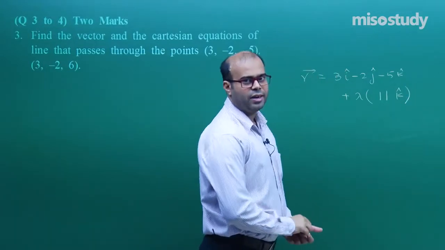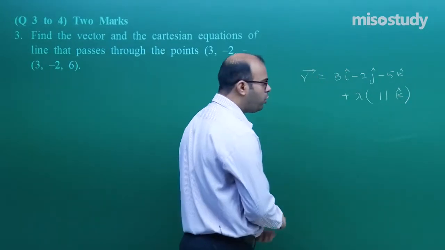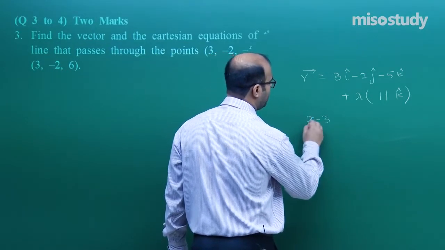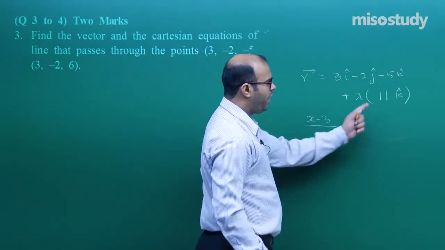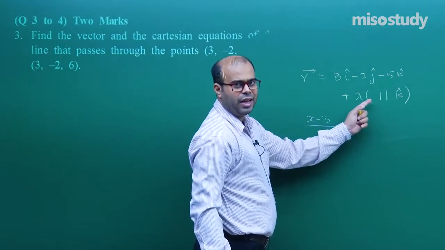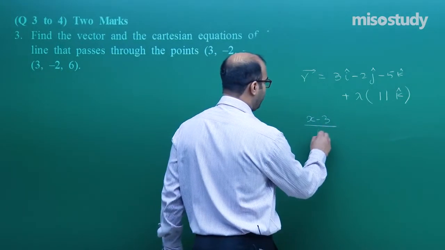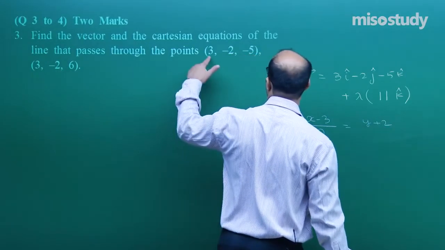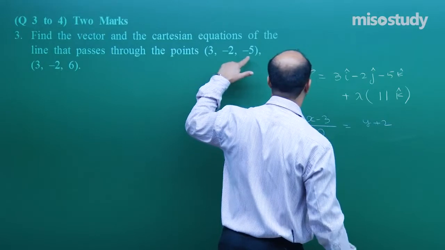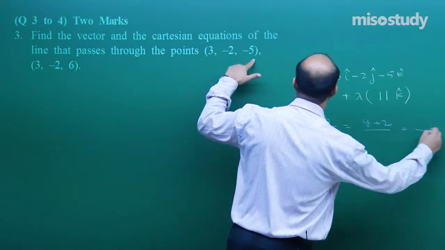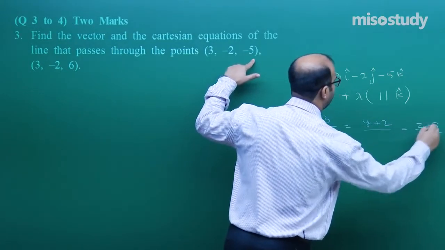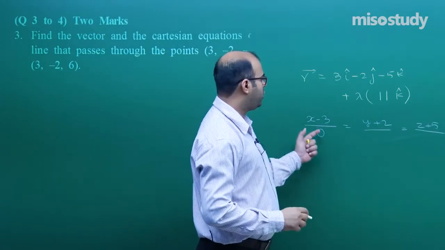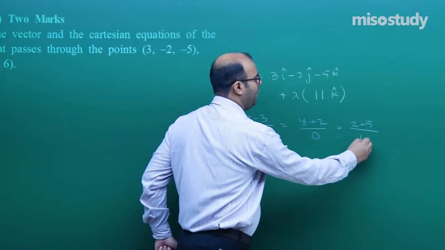So this is the vector equation of the line. If we want to write the Cartesian formula, what we will say is x minus 3, and can you see the vector along the x component is actually 0. So we say 0, y plus 2. We are simply doing x minus x1, y minus y1 and z minus z1 in the numerator. In the denominator, the direction ratios of the vector. So direction ratios are 0, 0 and 11.